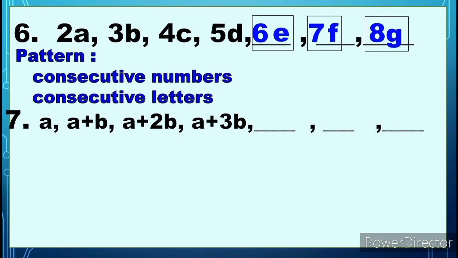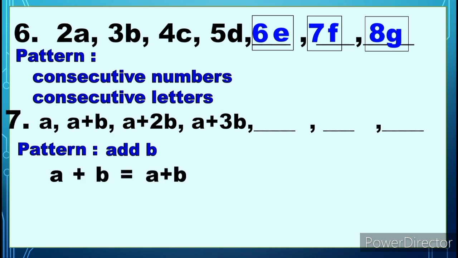Next, we have number 7, A plus B, A plus 2B, and A plus 3B. So, the pattern is, okay, kung mapapansin ninyo, yung A is hindi nadadagdagan or hindi nagbabago, while B is nadadagdagan ng isa. So, mag-a-add tayo ng isang B. So, A plus B equals A plus B. Then, A plus B plus the pattern B equals A. So, dalawa yung B, therefore, we have 2B. So, A plus 2B.